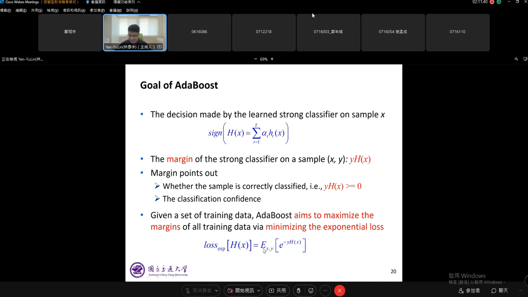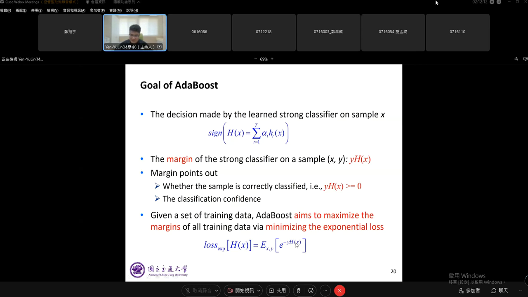So this is the expectation operator over x and y. Let's look at the definition of exponential loss. Let's look at the term inside the parentheses. It is exponential of minus margin. Please notice that exponential loss is exponential of minus margin. Y h of x is margin.